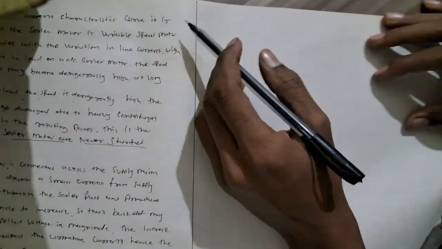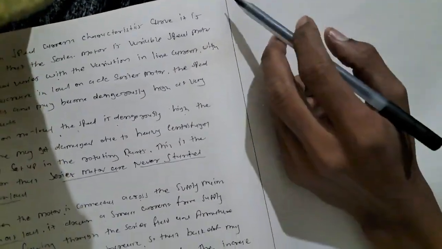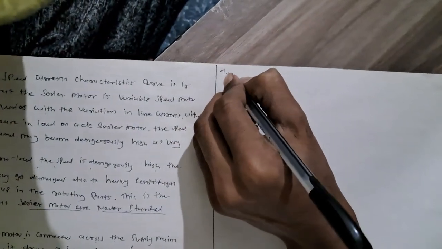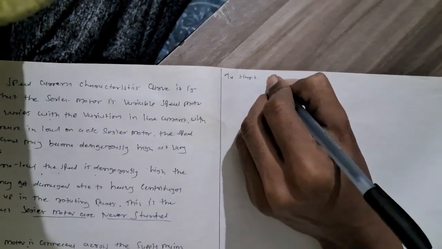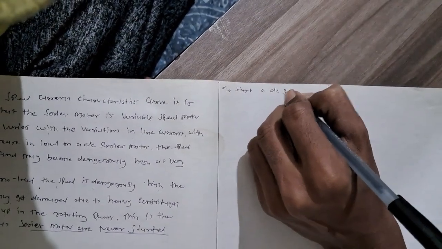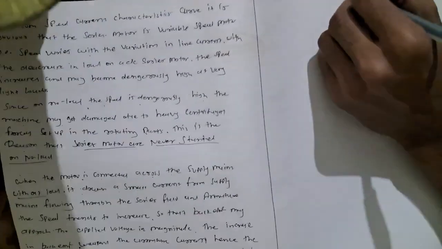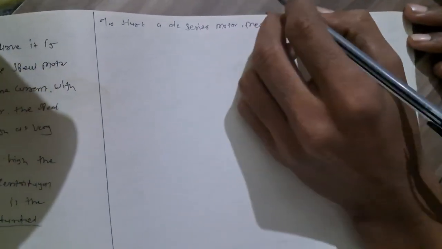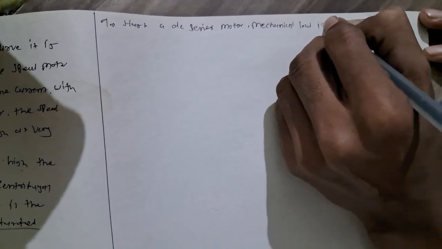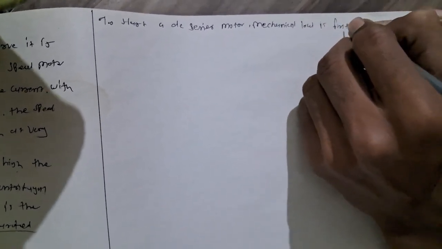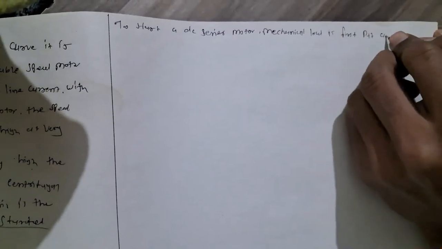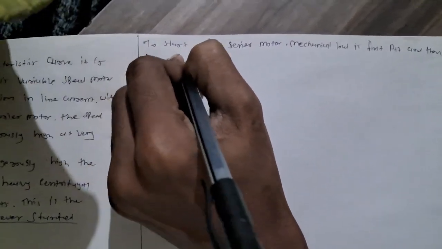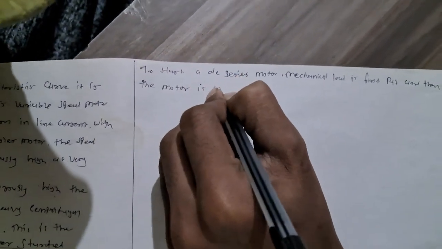So, to start a DC series motor, mechanical load is first put and then the motor is started.